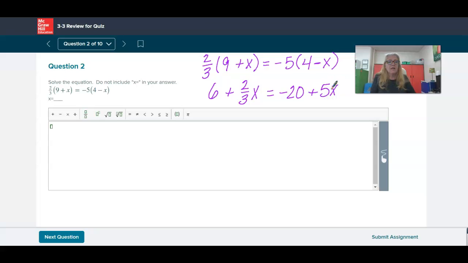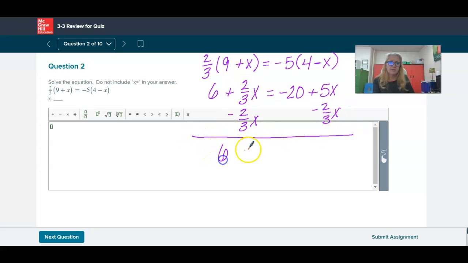Okay. Now we don't have any like terms to combine, so our next step would be to get all of our variables on one side. We do that generally by getting rid of the smaller variable, which happens to be 2/3 x. So we subtract 2/3 x from both sides.